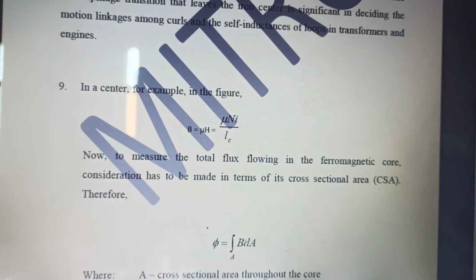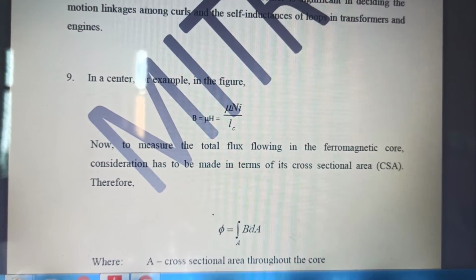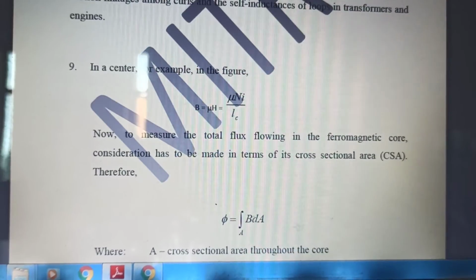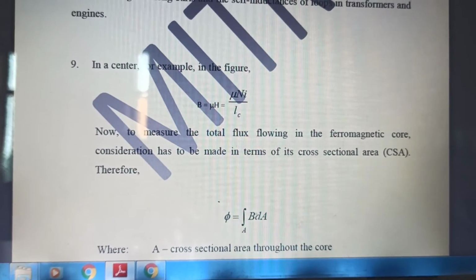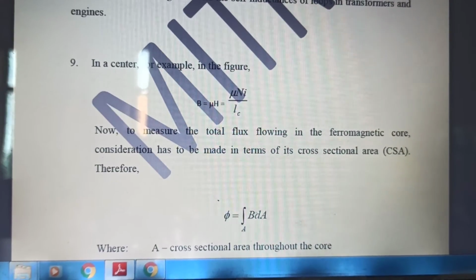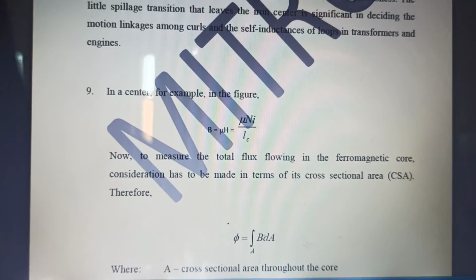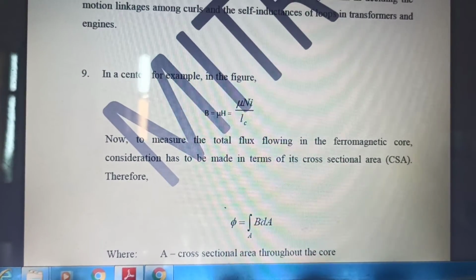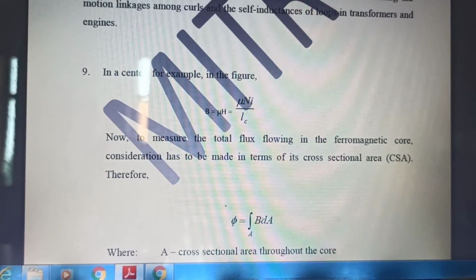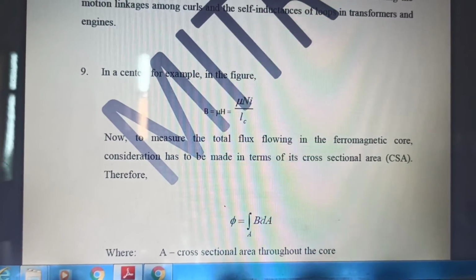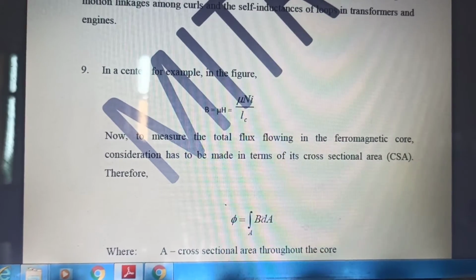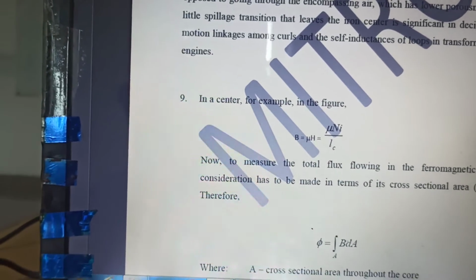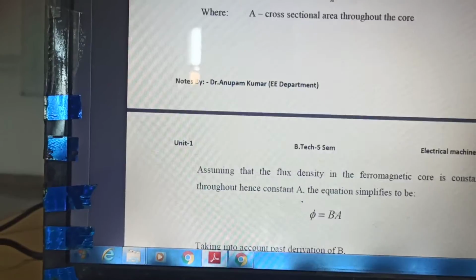Now, after the loop is discussed and the current is considered, come to this equation B. You can very well say that B is mu H, and at the same time B times A will give us the flux. That is shown in the below equation, B dot dA, where A is the cross sectional area of the core. I think this is quite clear.